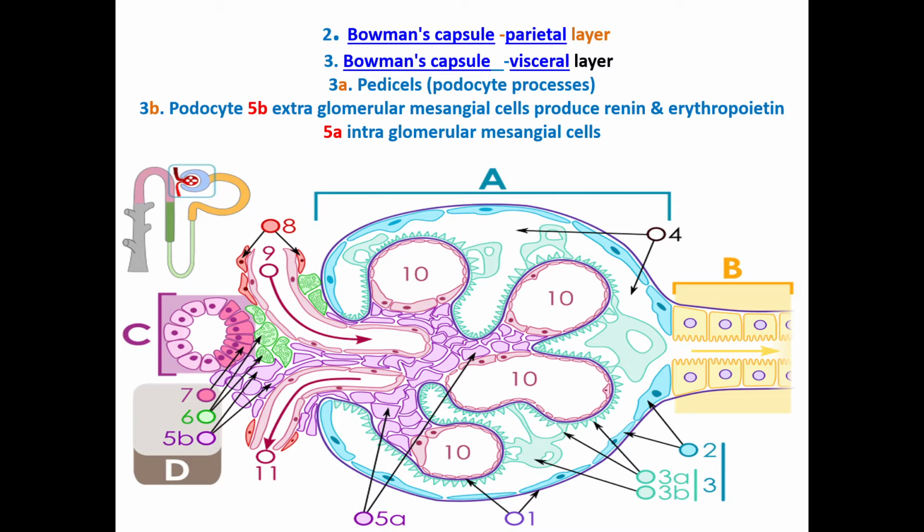juxtaglomerular apparatus. This diagram I have shown you earlier, but I have added one more thing here: a mesangial cell. If you look at this 5B written over here, these are known as the extraglomerular mesangial cells. These are again part of your juxtaglomerular apparatus. And here you have the intraglomerular mesangial cells.